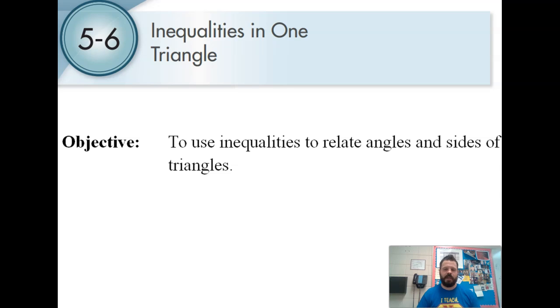Welcome back, everybody. Today we're going to continue our unit on triangles and their properties by talking about inequalities in a triangle. Okay, now when we say inequality, we're talking about greater than, less than, greater than or equal to, less than or equal to, the whole alligator eats the bigger number thing. Okay, and what we're going to do is use some inequalities to look at how sides and angles of triangles relate to each other. Okay, so here we go with that.